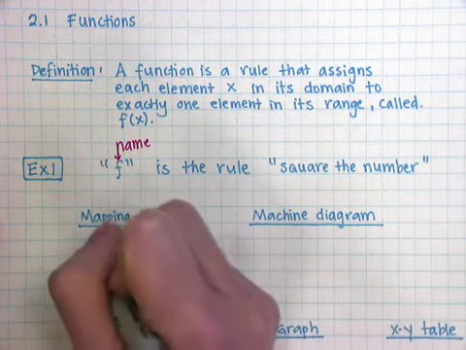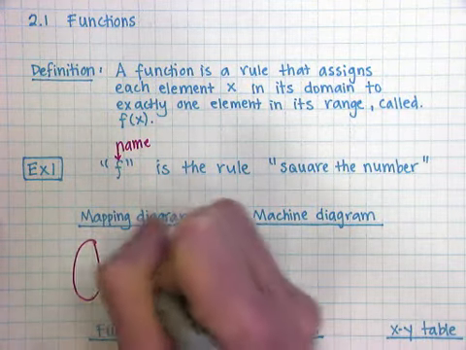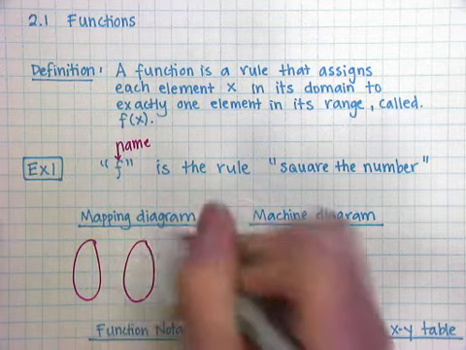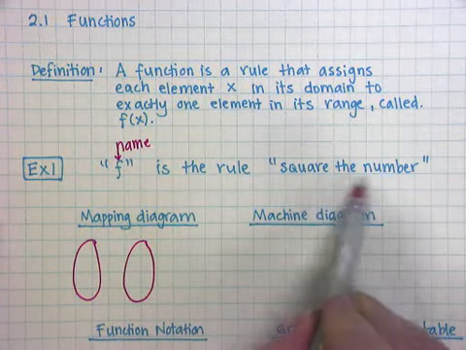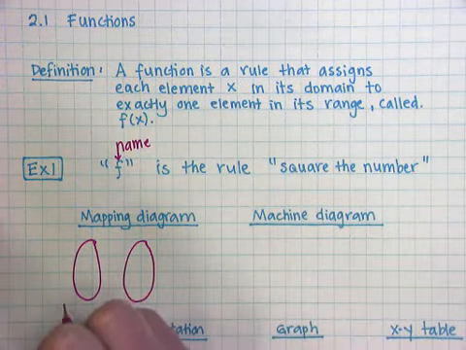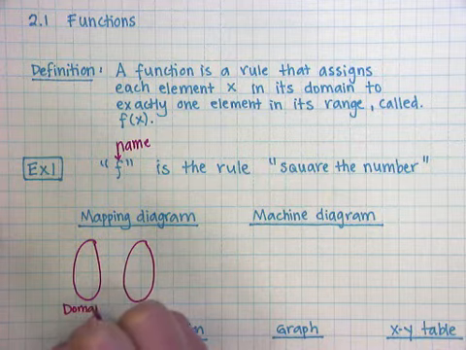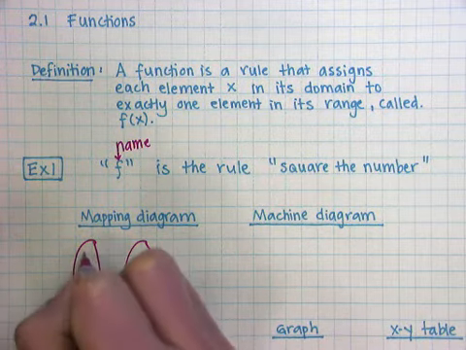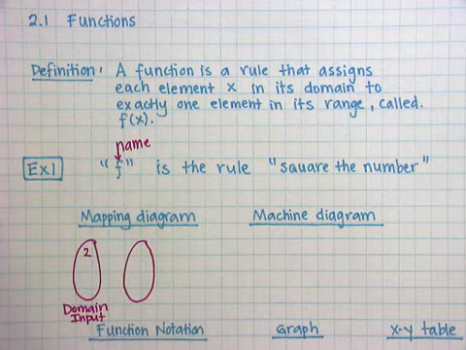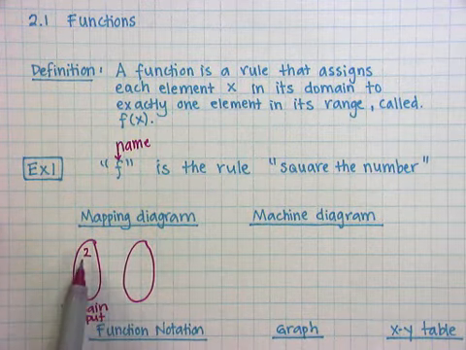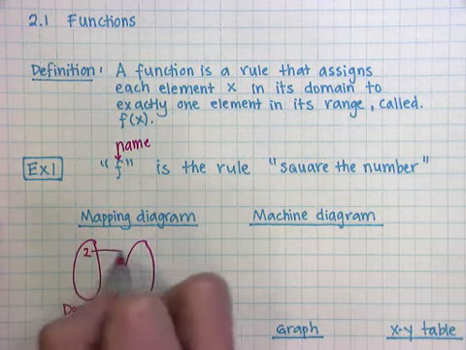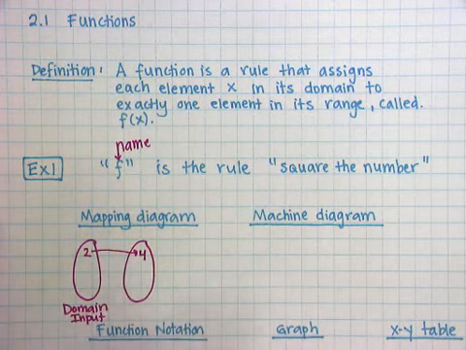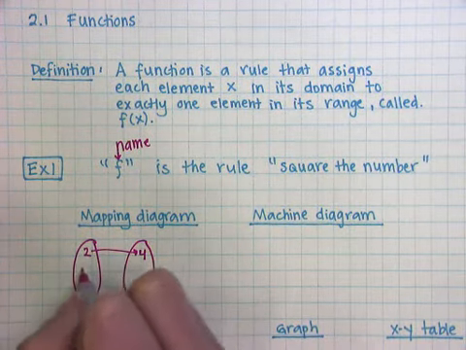So to do this, if we think of it as first a mapping diagram, or I think your book calls it an arrow diagram. If the rule is square the number, and anything in the domain, those are my inputs. Domain is another way to say input. For instance, if I had 2 in my domain, then the rule would tell me to square 2. And so 2 would get mapped to 4 because 2 squared is 4.